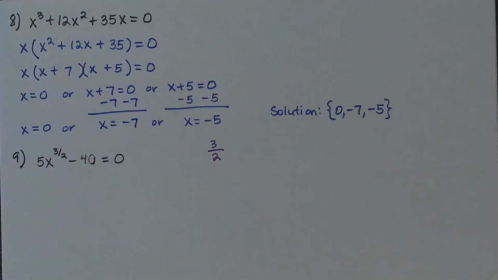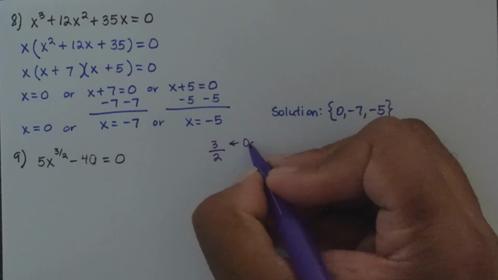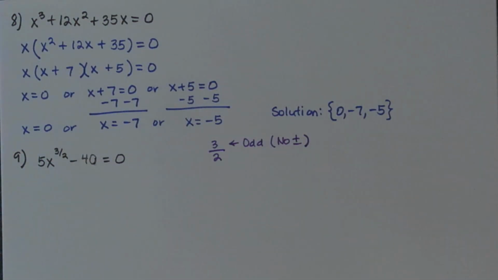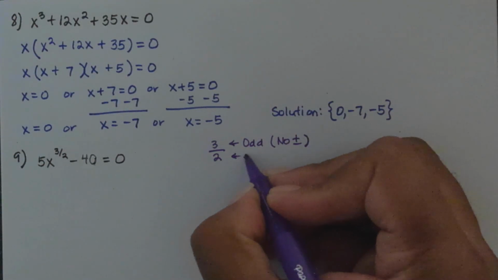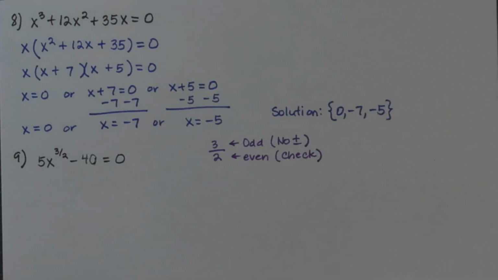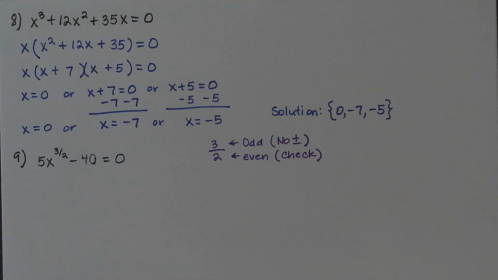That exponent there is 3/2. The numerator of the exponent is 3, even or odd? Odd. So when your numerator is odd, you do not need a plus or minus symbol. If it was even, then you would have to use that plus or minus symbol. The denominator is 2, even or odd? Even. If it's even, you must check your proposed solution. But for odd, you don't check your proposed solution.